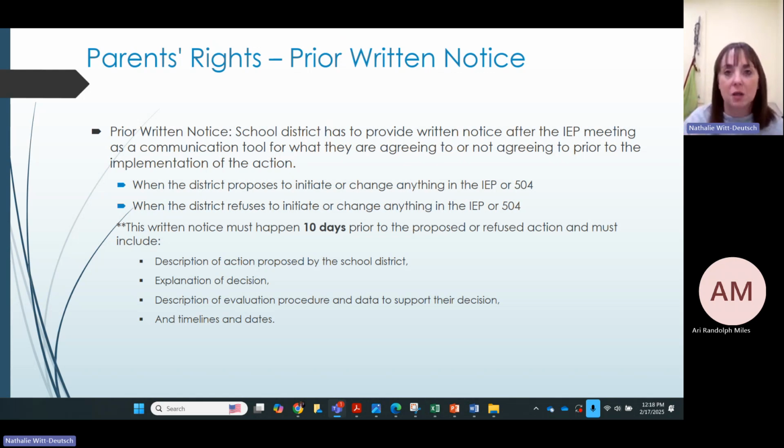So this will come after the IEP, after you've agreed upon everything. This will just be a quick snapshot as to what was agreed upon and what was not agreed upon within the IEP.